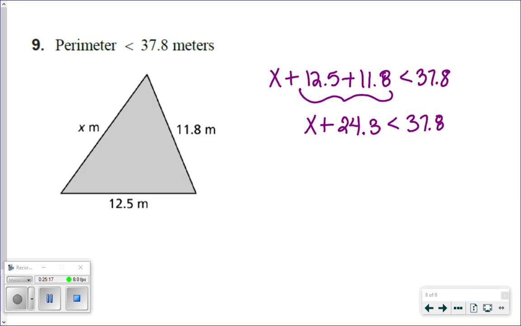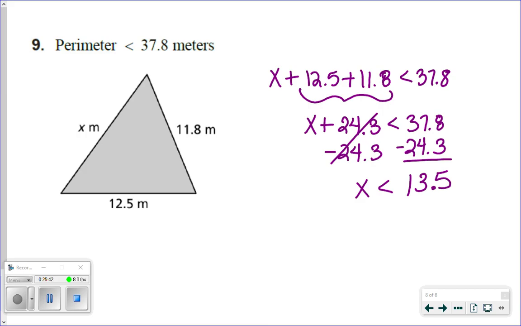If they're adding that 24.3, we will do the inverse of that to get that x isolated. Line up your decimals. Little decimal computation 101. That cancels on this side. X is still less than because we used the subtraction property of inequalities, so that should still be true. And this difference is going to be 5, bring down the decimal, 3, and then a 1. So in order for this perimeter to stay less than 37.8, the unknown side needs to be less than 13.5 meters.